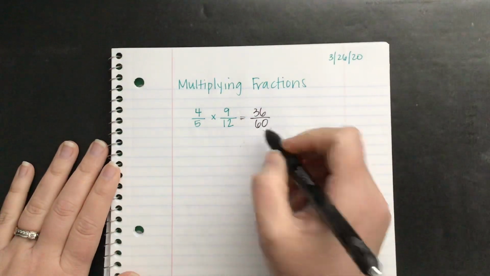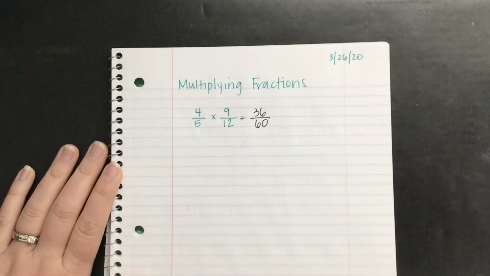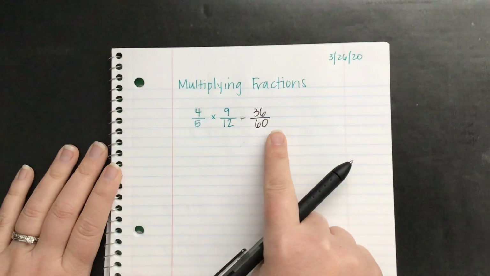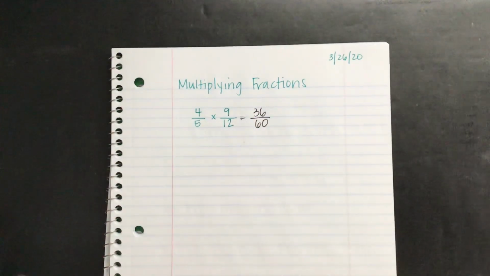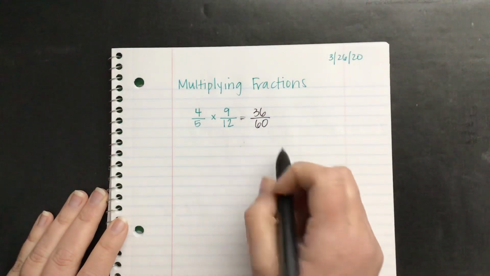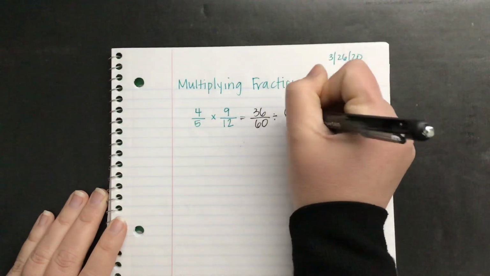So I can think about what numbers can go into both 36 and 60. Now I know 2 obviously can go in because they're both even numbers. I think that 4 could also go into both. Oh wait, what about 6? And you're trying to find the largest number that could go into both of these so that you have to reduce less. So I'm going to start with 6. So I'm going to say we're dividing by 6 over 6.